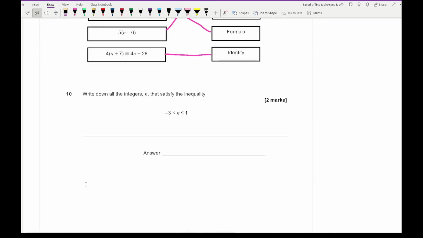Now looking at question 10, it says write down all the integers n that satisfy this inequality. Now for this, if I write down all the numbers between -3 and 1, I end up with that. Now if it's got an equal sign, it means it can be that number, so 1 is safe, but there's no underlining next to the inequality that's next to 3, so I need to get rid of that. So then all the possible integers it could be are -2, -1, 0 and 1.